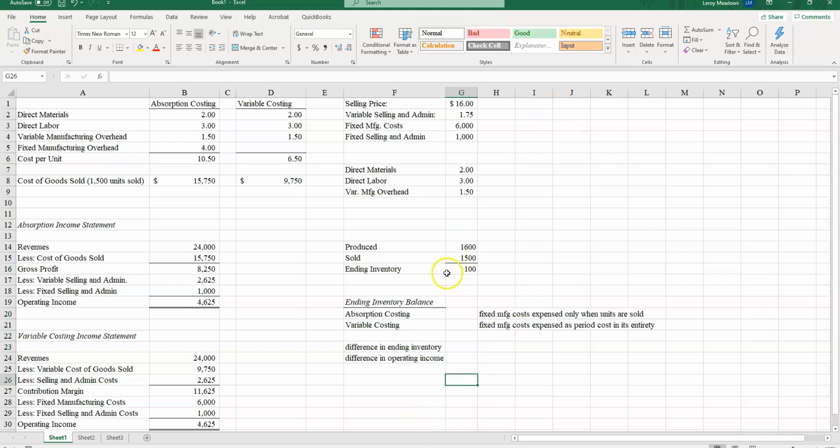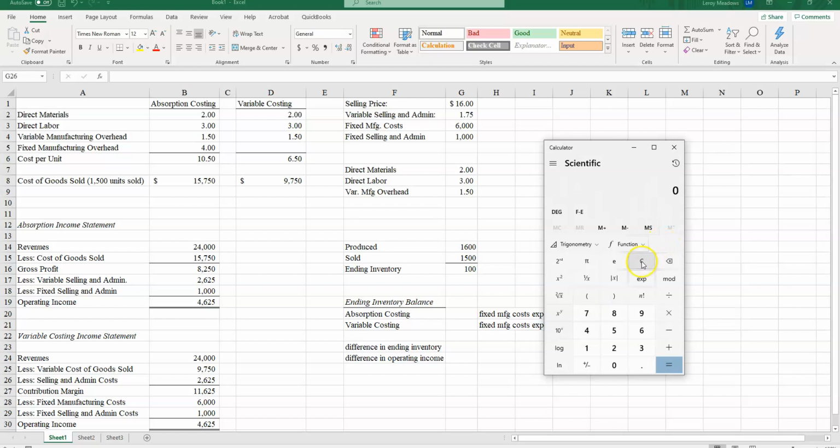Now we're actually going to compute everything. So we're going to get a new fixed manufacturing overhead cost per unit, because now we're producing more units. And why is that? Because I'm taking the same $6,000 of manufacturing costs and spreading it out over more units. So let's say we produce 1,600 units. So what's my fixed cost per unit? $6,000.